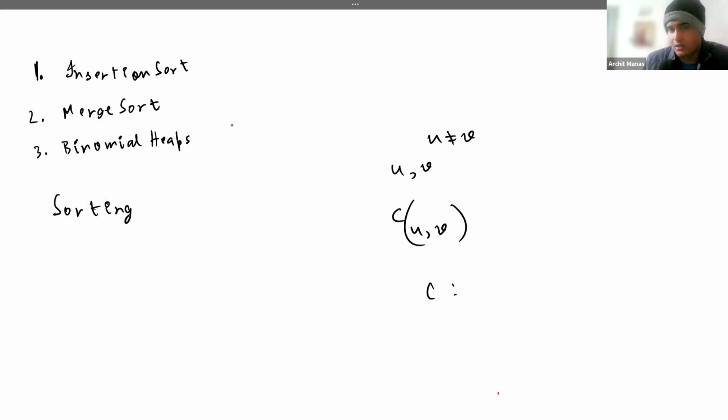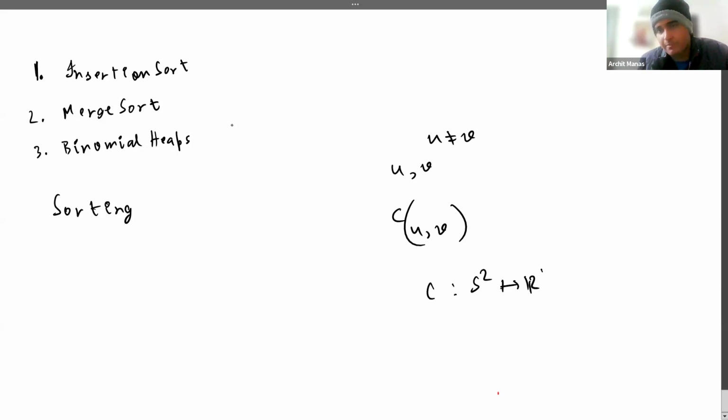This is from S squared, where S is the set of objects, to maybe R plus. So you have this cost function c, and that tells you how much it costs to actually compare vertices u comma v. And what you would like to do is still find ways to sort while having as small a sum of costs as possible.